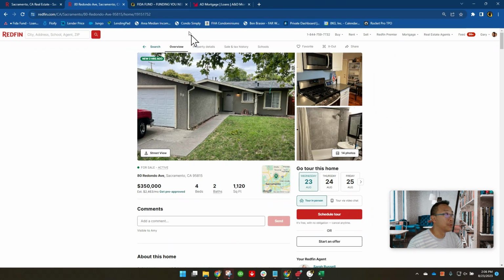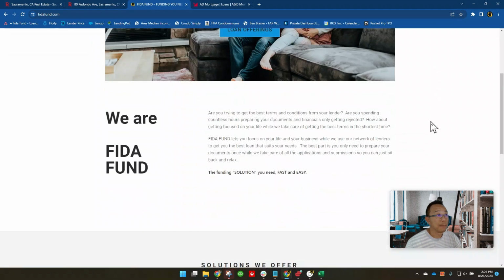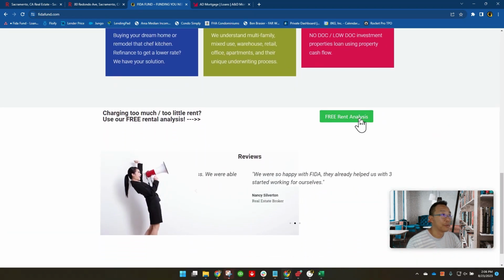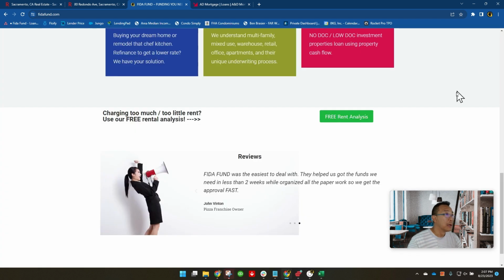So to find the perceived rent, if you have a Rentometer account, I usually like to use that as an example because they tend to be a little bit conservative on the rent amount. If you have a Rentometer account, be my guest, use your account. But if you don't, you can always go to my website, FIDAfund.com, and in the middle of the site, I have a free rent analysis tool. It's basically Rentometer, but by going through my website, you get it for free.